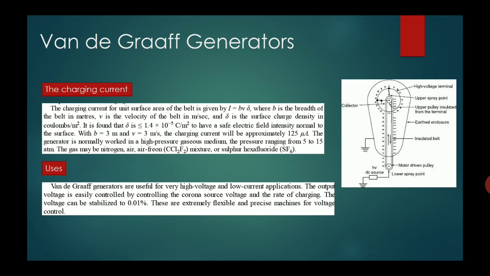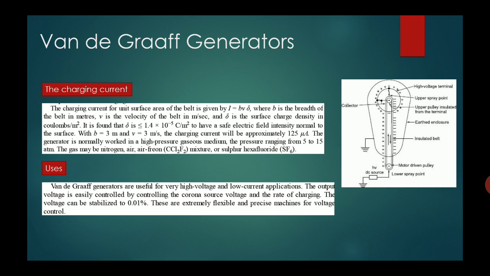It is found that δ must be less than 1.4 × 10^-5 coulombs per meter square to have a safe electric field intensity normal to the surface. With B equal to 3 meters and V equal to 3 meters per second, the charging current will be approximately 125 microamperes.